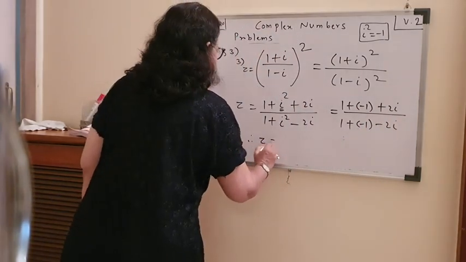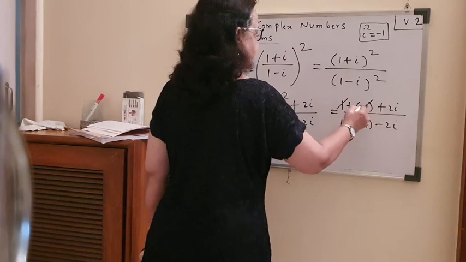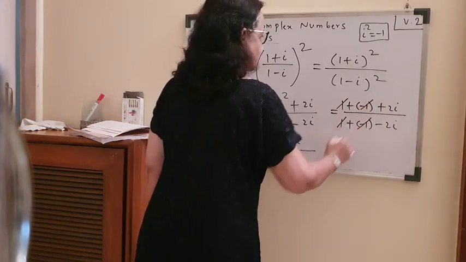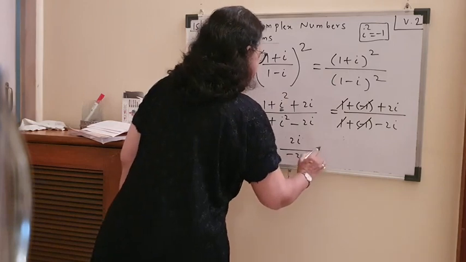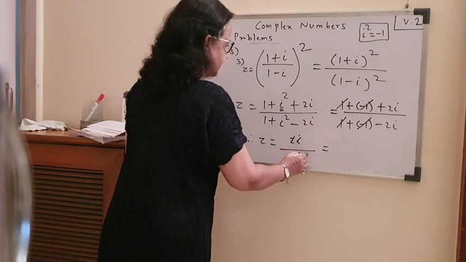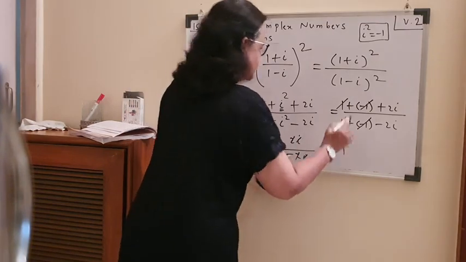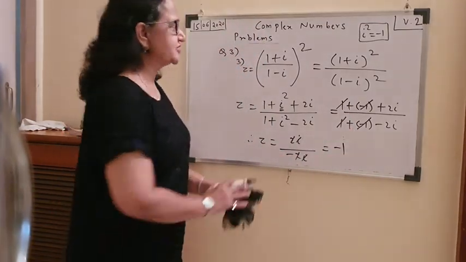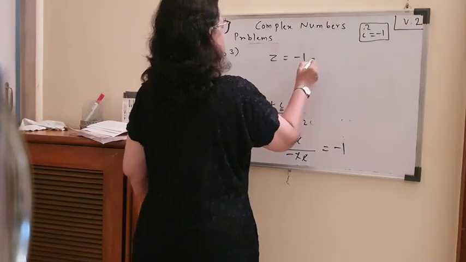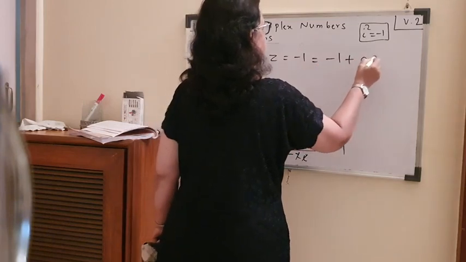So I get z equal to, here plus 1 and minus 1 got cancelled, I got 2i. Down again plus 1 and minus 1 got cancelled, I got minus 2i. 2 cancelled with 2, i cancelled with i, minus 1 remained. So I got z equal to minus 1. So how is it in the standard form now? You can say z equal to minus 1, which is minus 1 plus 0 into i.